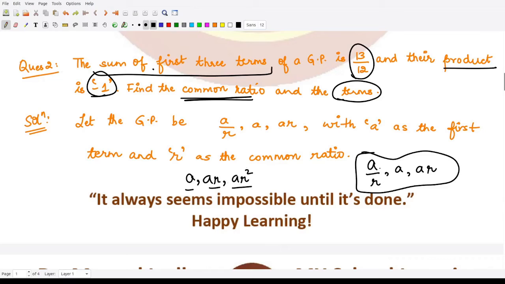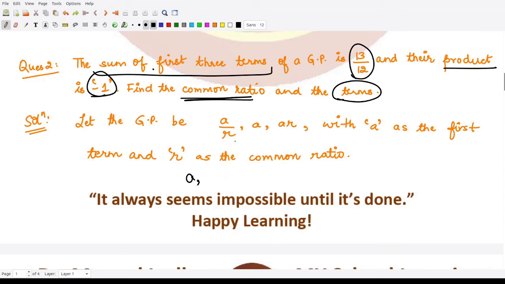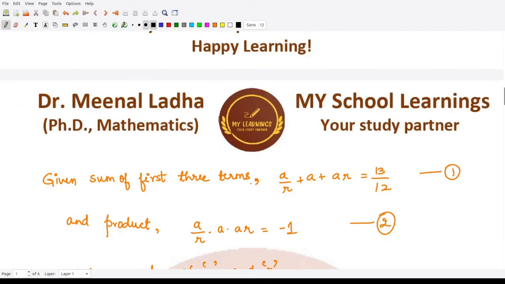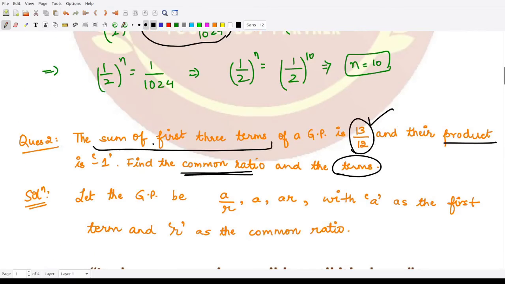So we consider our GP to be a by r, a, ar, where a by r is the first term and r is the common ratio, correct? Okay. If that is so, in that case, the sum of first three terms would be a by r plus a plus ar, adding all the three terms. In the question, it is given to be 13 upon 12.